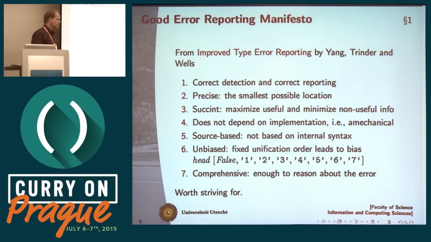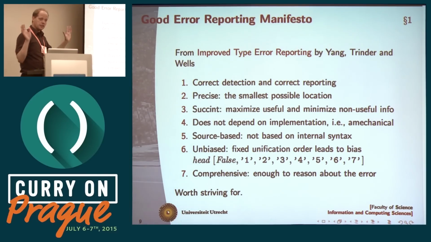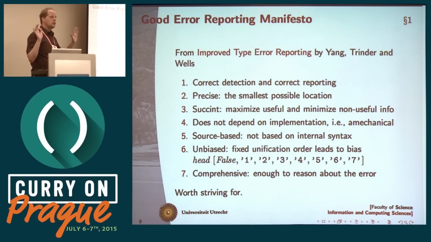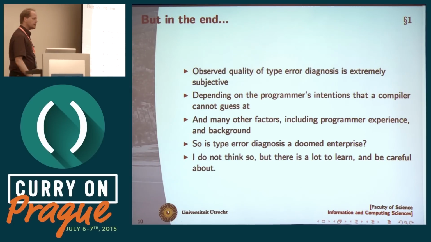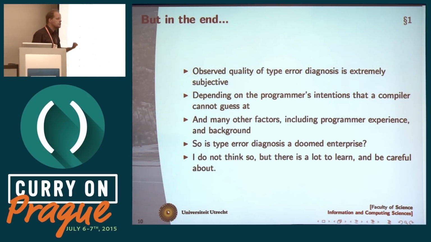It should also be comprehensive. You should not leave information away that is necessary for explaining everything. So these, I think, are always wise striving for. Sometimes you will focus on the one, sometimes you will focus on the other. But in the end, quality is extremely subjective. It depends on the intentions of the programmer.